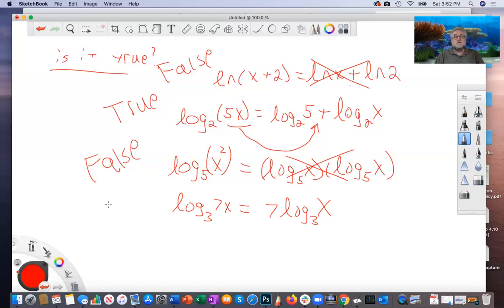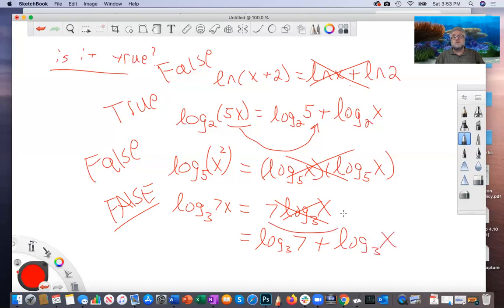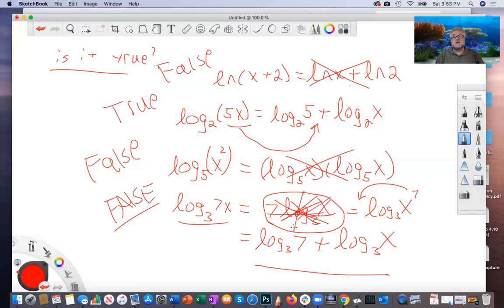This is false. This thing would be equal to log base 3 of 7 plus log base 3 of x. If we wanted it to be like this, then we would have to write it as log base 3 of x to the 7th, right? Like I said out here, the exponent comes out and becomes a coefficient. So this is equal to that, not that. Okay?